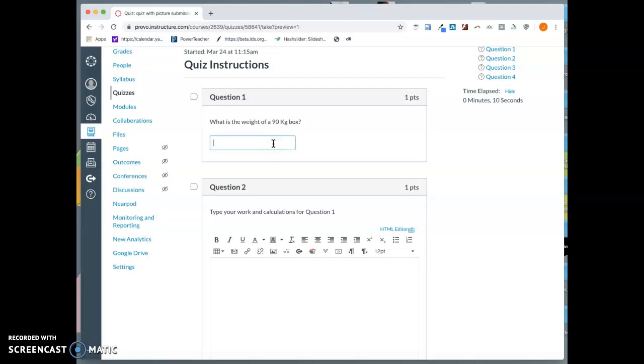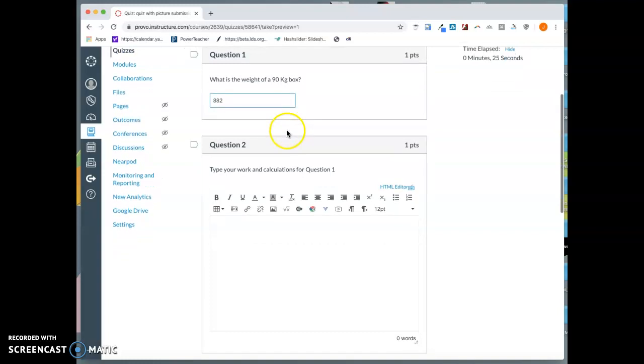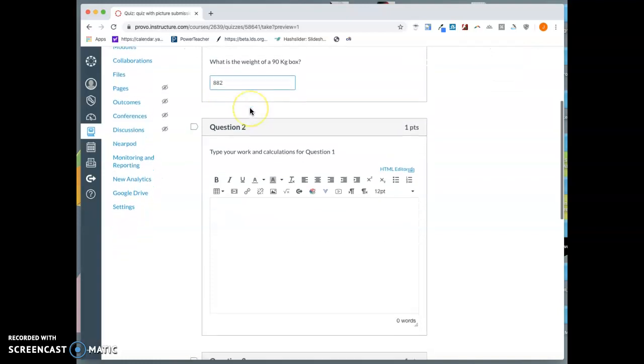Well, I could do that on some paper right here, and I could enter it in my calculator and find out that 90 times 9.8 is 882. So I enter that with no units because the quiz won't grade with units. It only does the number. So I enter that, 882.